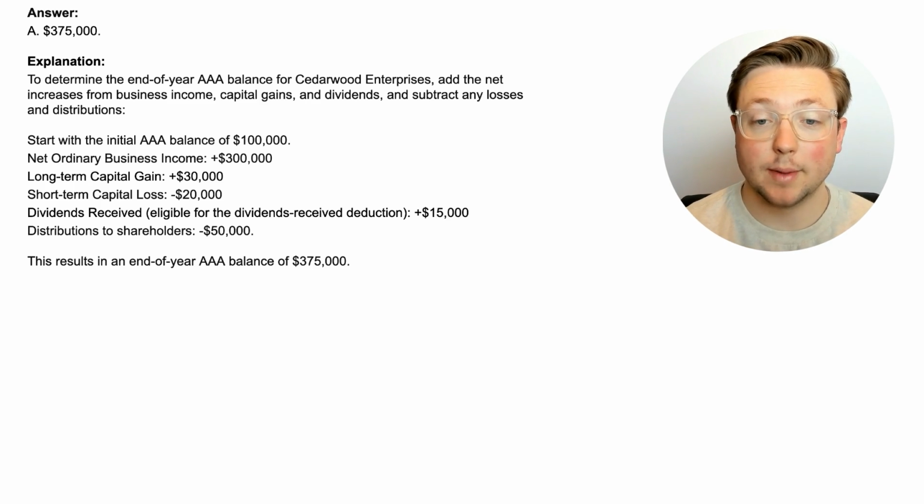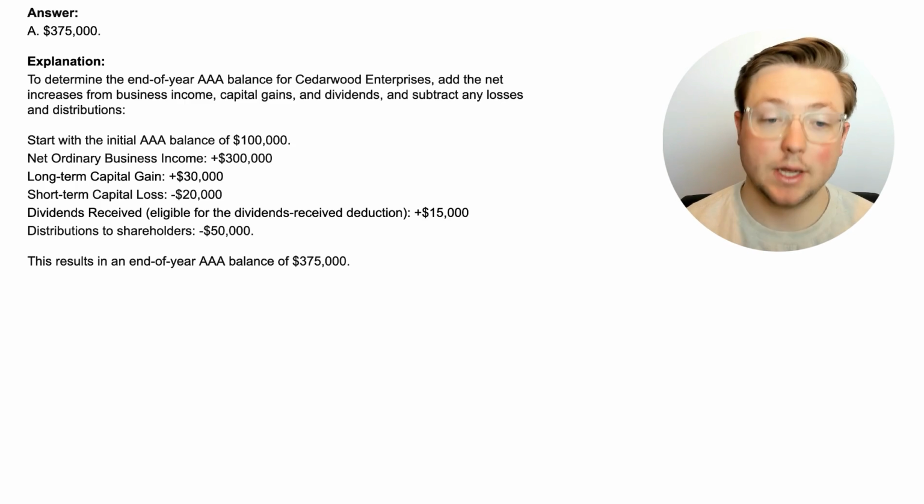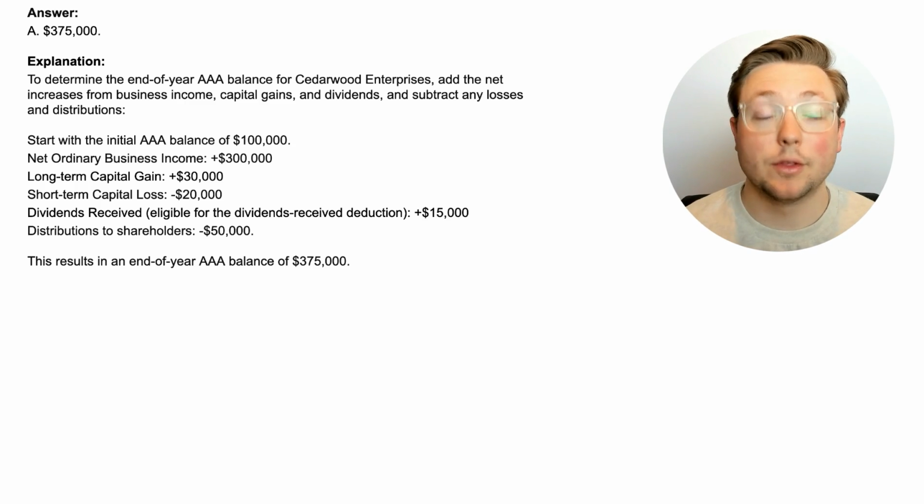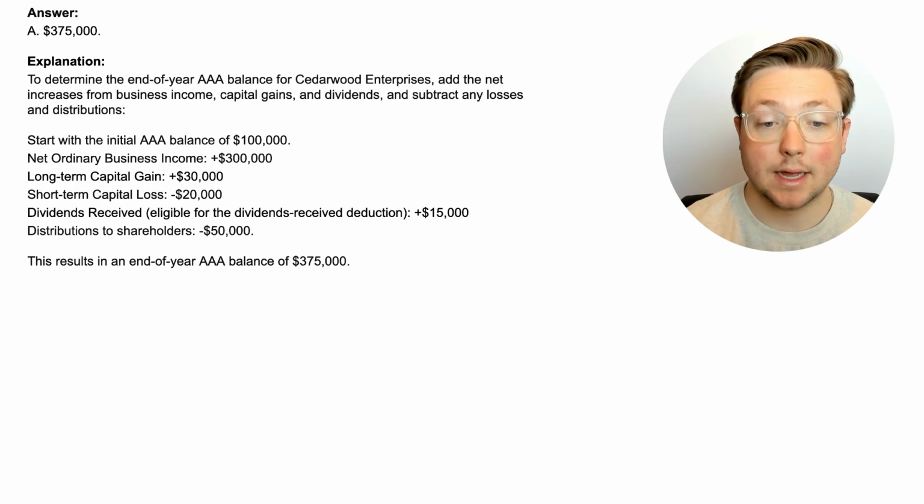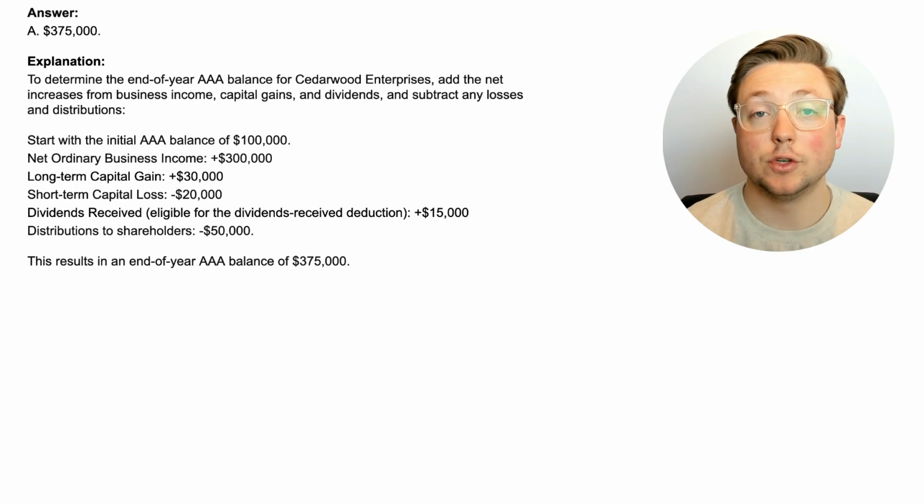To determine the end of the year AAA balance for Cedarwood Enterprises, add the net increases from business income, capital gains and dividends, and subtract any losses and distributions. So we start with the $100,000. You add the $300,000 from business income, you add the long-term capital gain, you subtract the short-term capital loss, you add the dividends received, and then you subtract the distributions to the shareholders. And that leaves you with a AAA balance of $375,000. Okay, so it's pretty straightforward once you know basically what it is and how it's calculated. We're going to do a couple more questions just to show a couple more situations that happen with this. Let's go to the next question.